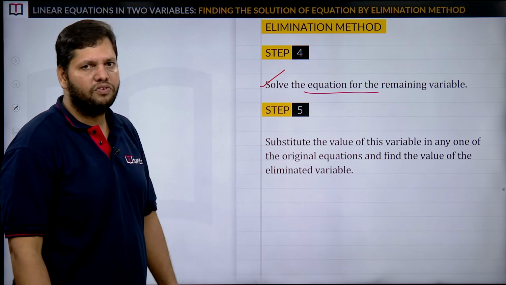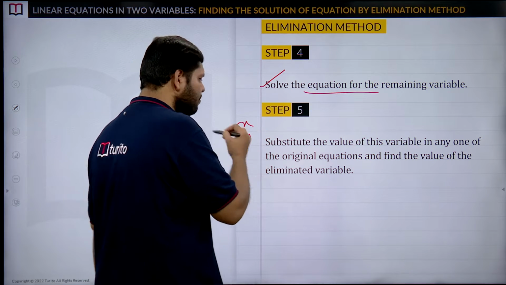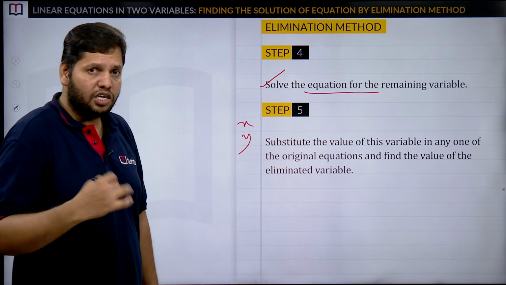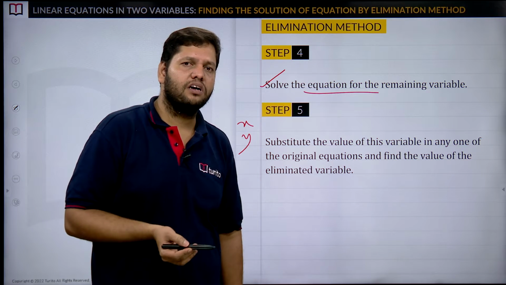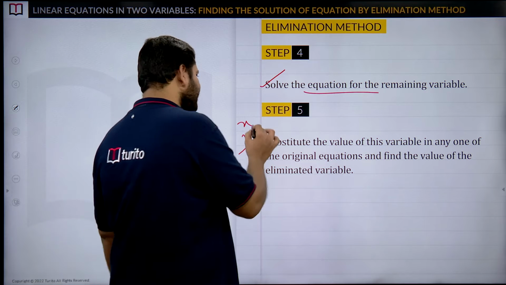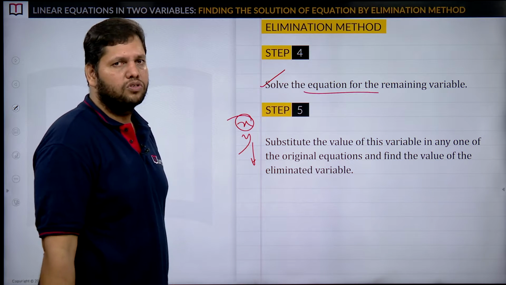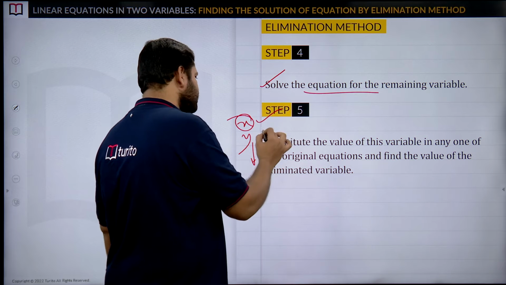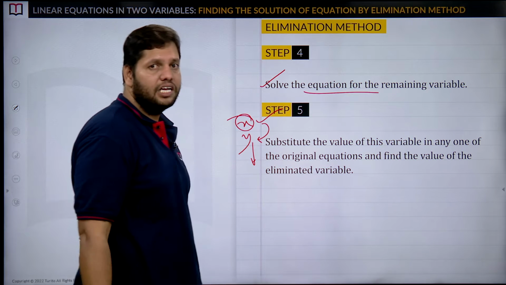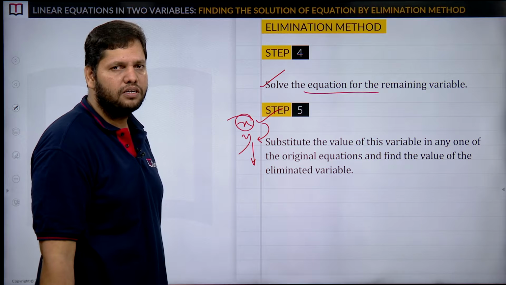So after that, children, you will get what? The value of x. After getting the value of x or the value of y, substitute it in the other equation to find what? The rest of the values. After solving, maybe you are getting the value of x, children, but I want the value of y also. So what do you have to do? Take this value of x and substitute it in the second equation so that you will get the value of y. Am I clear, children, on this point?